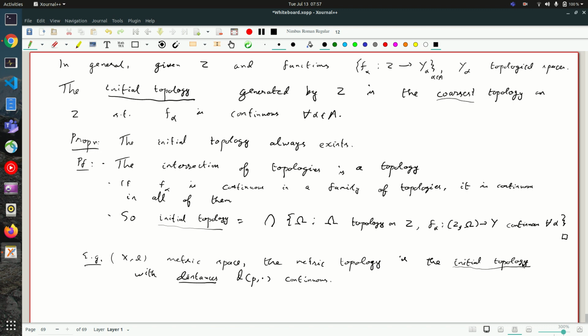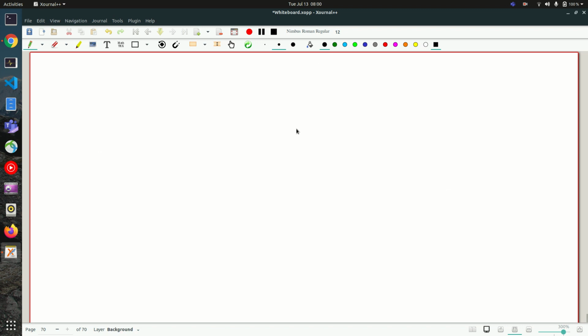Okay, so the last thing we will see in this video is the final topology. The final topology is where we have things in the other direction. So instead of being given functions out of a space, we are given a set again. Let me again call it Z, a set. And this time we are given a bunch of functions into the set, from Y alpha to Z, where Y alpha is a topological space. So we have this set Z, and Y alpha topological spaces.